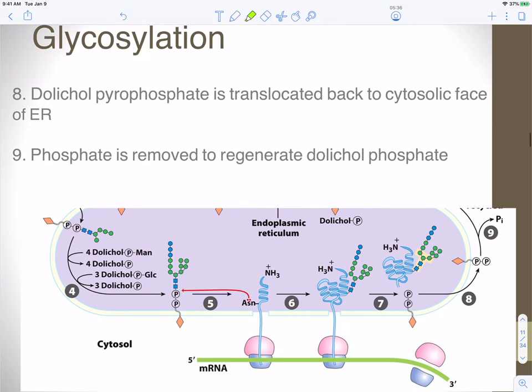The dolichopyrophosphate then gets translocated back to the cytosol of the ER, and a single phosphate gets removed to regenerate dolichophosphate. And then dolichophosphate can pick up more sugars.